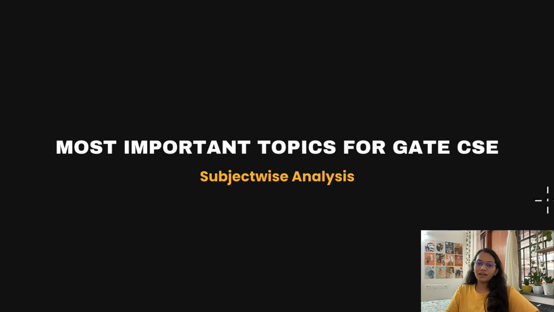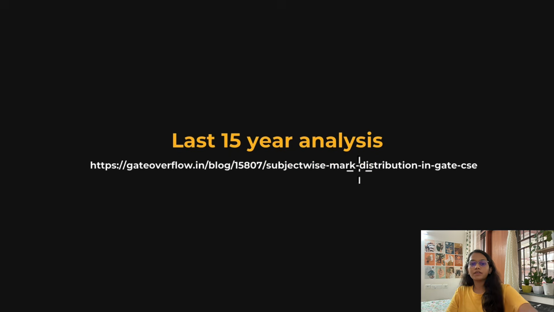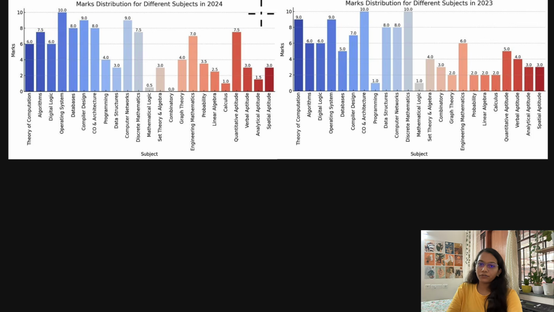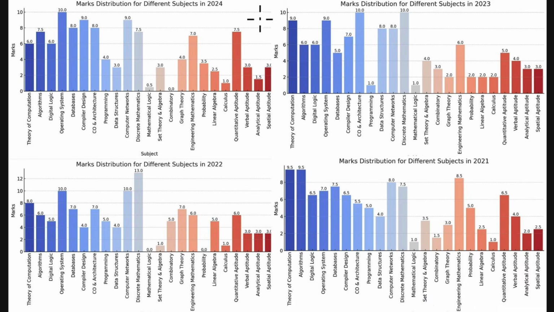Okay, so let's see the subject-wise analysis for each subject of GATE CSE. Before that, I have done the last 15 years of analysis, taking the data from the website GATE Overflow. I have seen the maximum, minimum and average marks that came from each subject and each topic in GATE CSE. You can also check out the marks distribution here. First I have the marks distribution for different subjects in 2024, and similarly for 2023, 2022 and 2021.